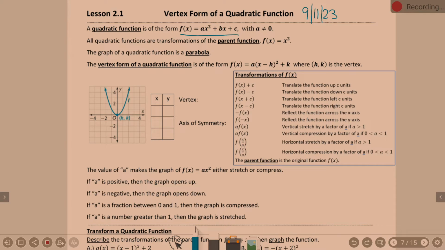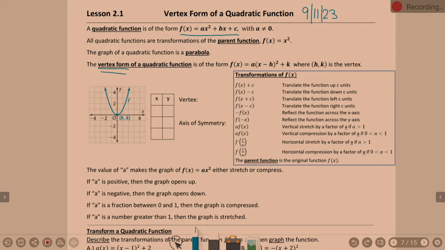Now, all quadratic functions are transformations of the parent function f of x equals x squared. Early on in topic 1, we did a little bit with f of x equals x squared, didn't we? We had that basic parabola we did a little bit of moving with. We're just going to do a lot more with it now, okay? The graph of a quadratic function is a parabola. We already mentioned that. Today, our big focus is the vertex form.